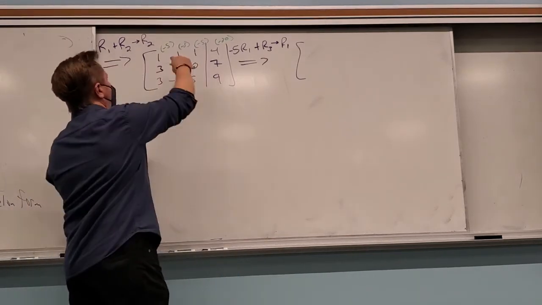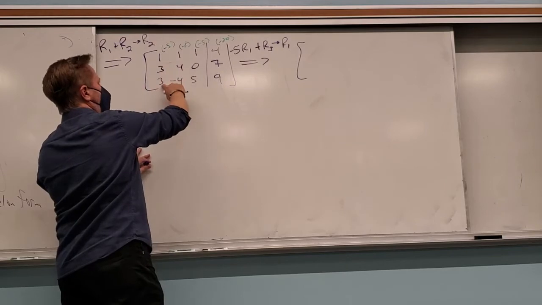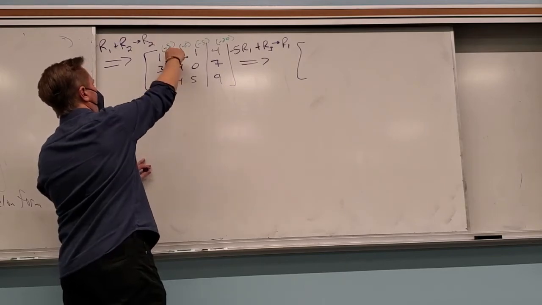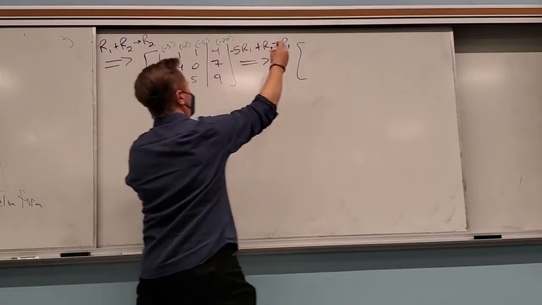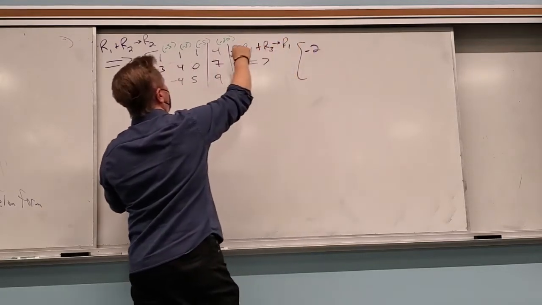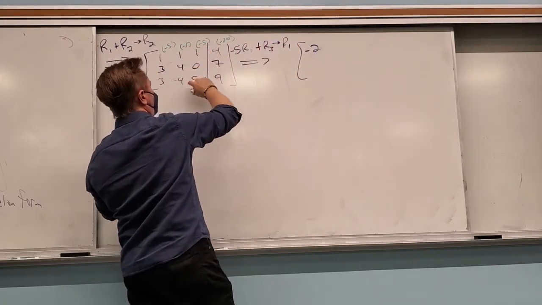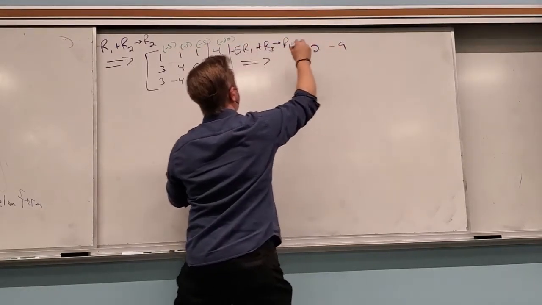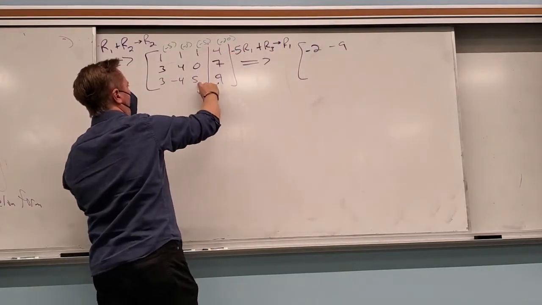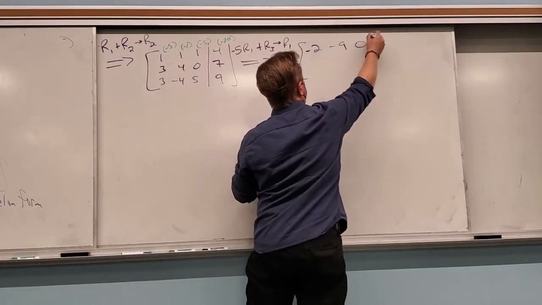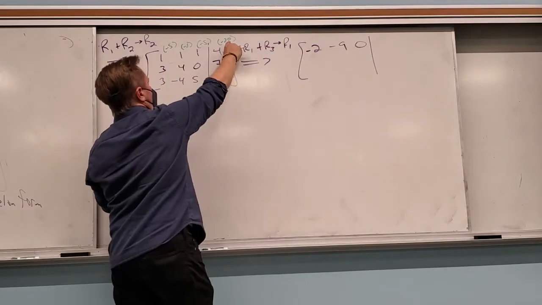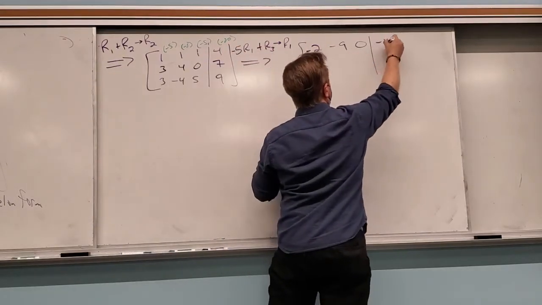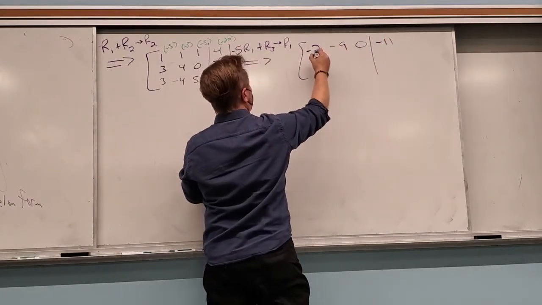So I'm going to add this to row 3. So -5 plus 3. -5 plus -4. -5 plus 5. There's that 0 I wanted. -20 plus 9. And then everything else stays the same.